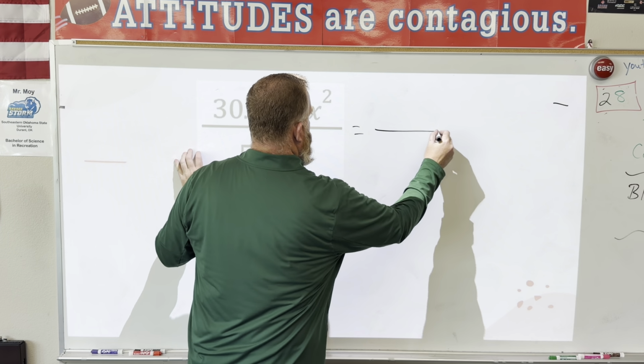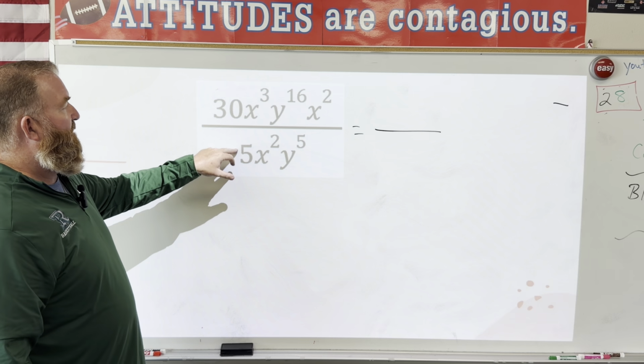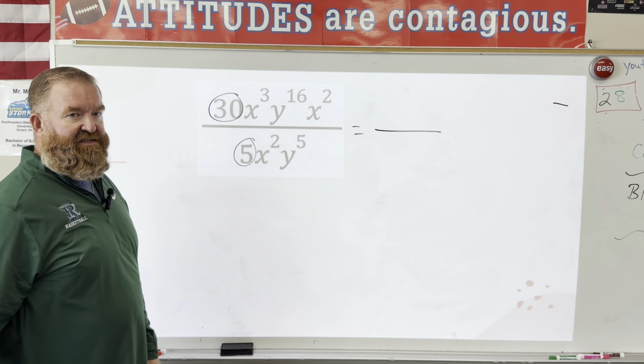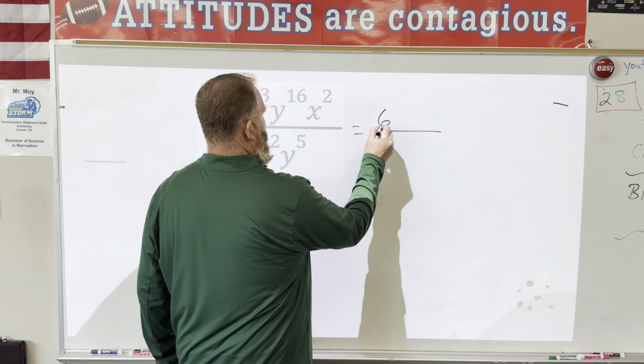And let's, for the heck of it, put a fraction. What is 30 divided by 5? All I'm focusing on is this right here. 30 divided by 5. What is that? That is 6. So I'm going to put a 6 right there.